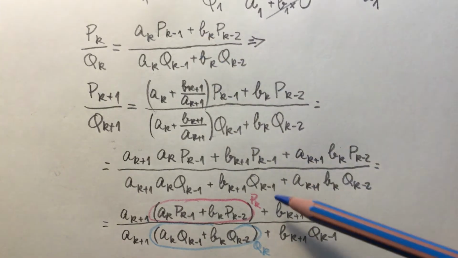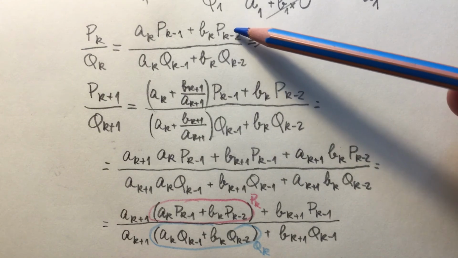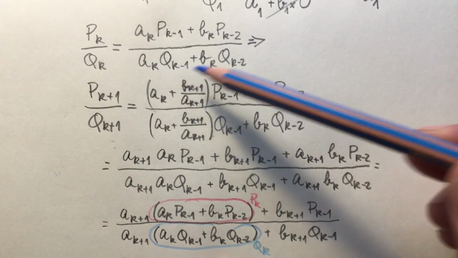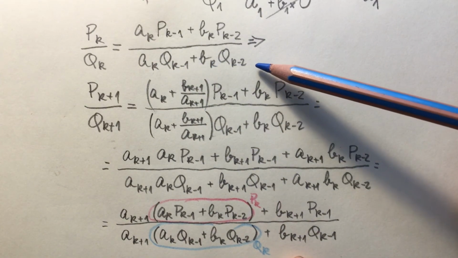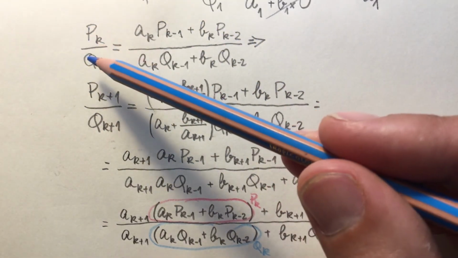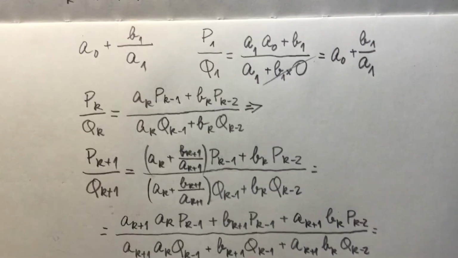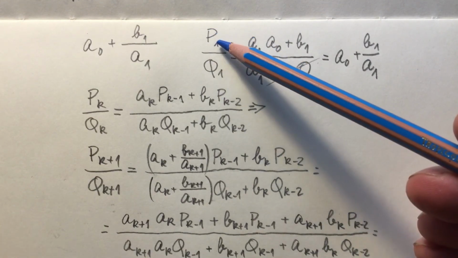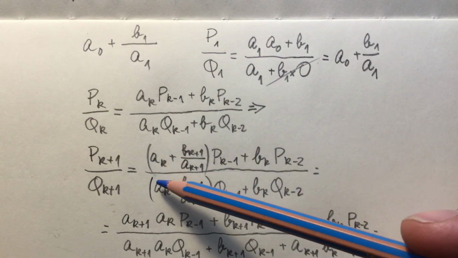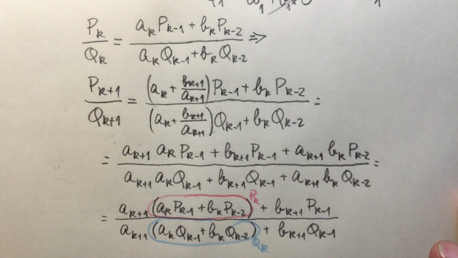Pk minus 1, here we have pk. bk, bk plus 1. pk minus 2, pk minus 1. And the same goes in the denominator. Consequently, we showed that if this is true for level k, then it will also be true for level k plus 1. And we know that it is true for level 1. So consequently, being true for level 1, it must be true for level 2. Being true for level 2, it will be true for level 3, and so on and so forth. This is how a proof by mathematical induction proceeds.